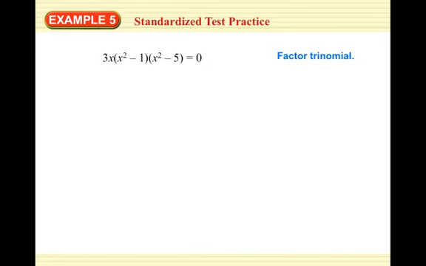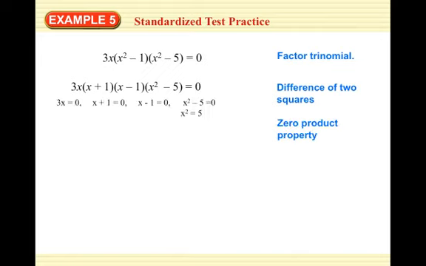We're always on the lookout for perfect square trinomials, and so on. And if you look, x squared minus 1 is a difference of two squares. So we're going to factor that to be x plus 1 times x minus 1. 5 is not a perfect square, so we can't factor it any further. But we can take each of these factors and set them equal to 0. That's using the zero product property.